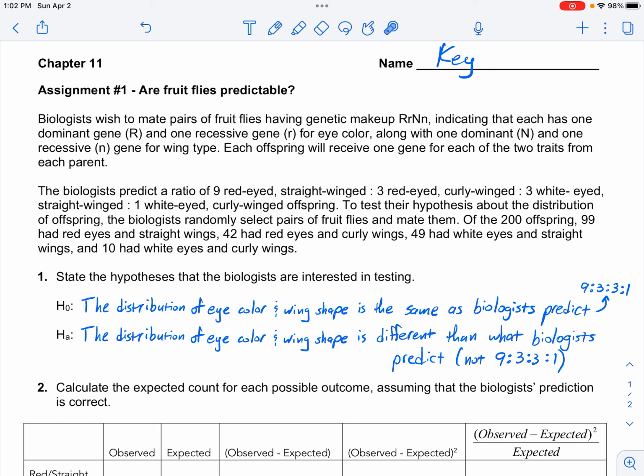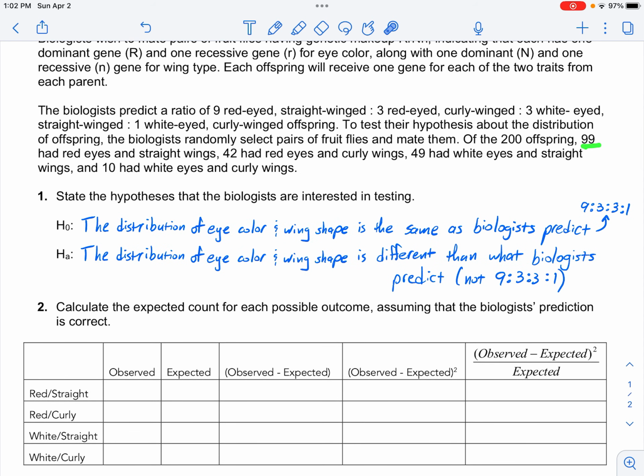To test their hypothesis about the distribution of the offspring, there's your random, they randomly select fruit flies and mate them. Of the 200 offspring, here's the breakdown. 99 of them had red eyes and straight wings. 42 had red eyes and curly. 49 had white and straight, and 10 had white and curly.